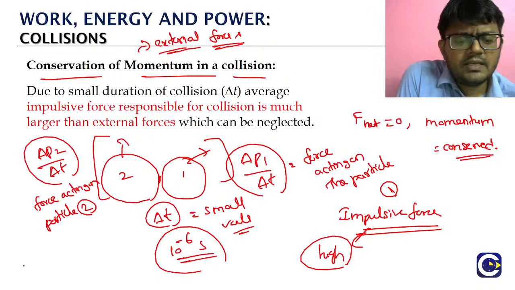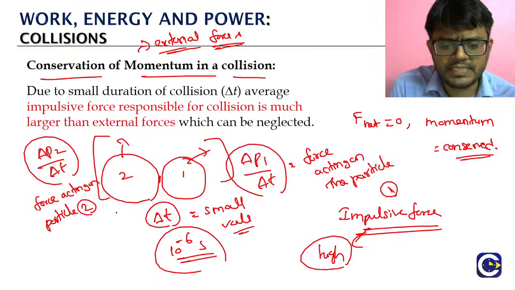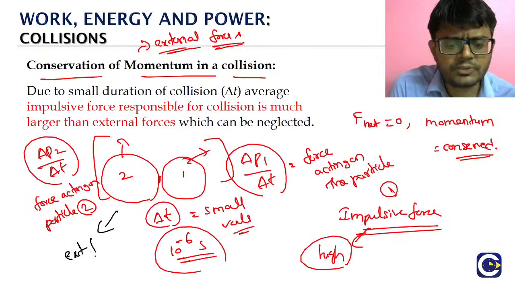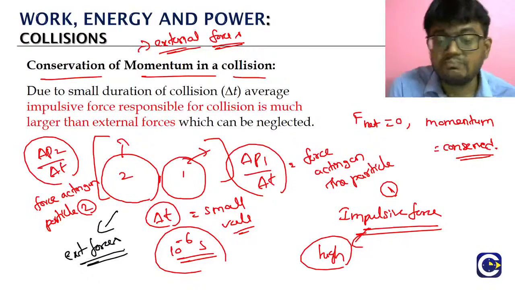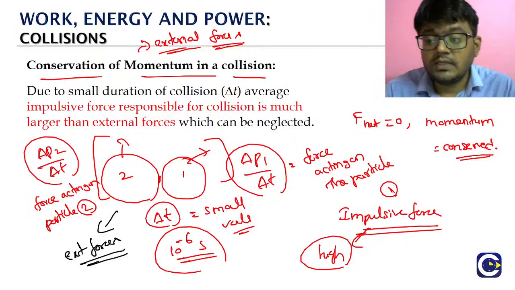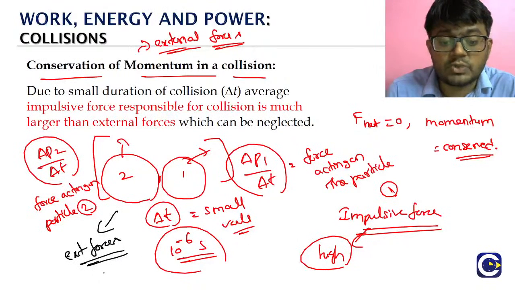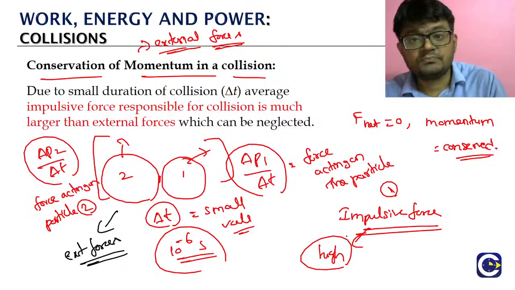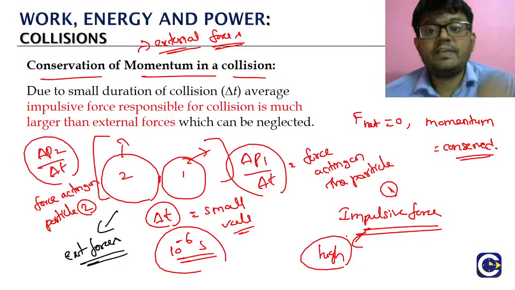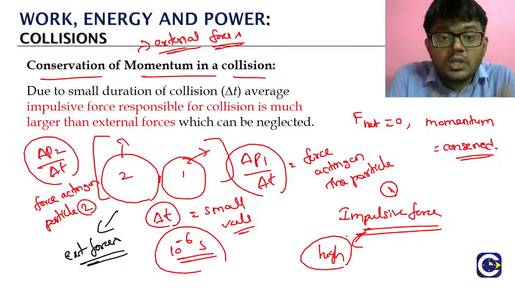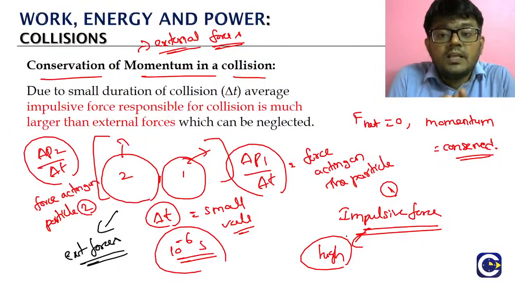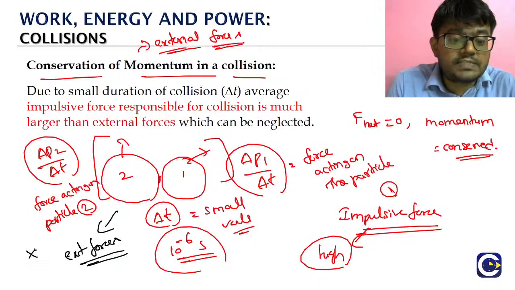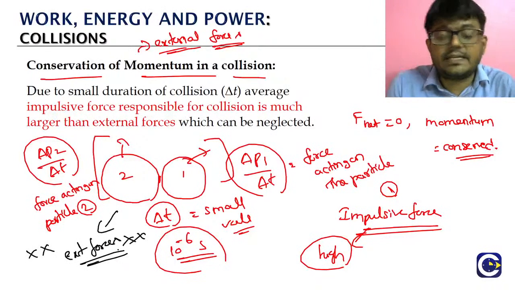Now, other than this impulsive force, the objects may have some external force influence, like maybe they will be experiencing gravitational force. There might be some external forces already acting, but if you compare the magnitudes with the impulsive force, they will be very much negligible. The impulsive force value will be very, very high. So during the collision, the effect of these external forces can simply be neglected.